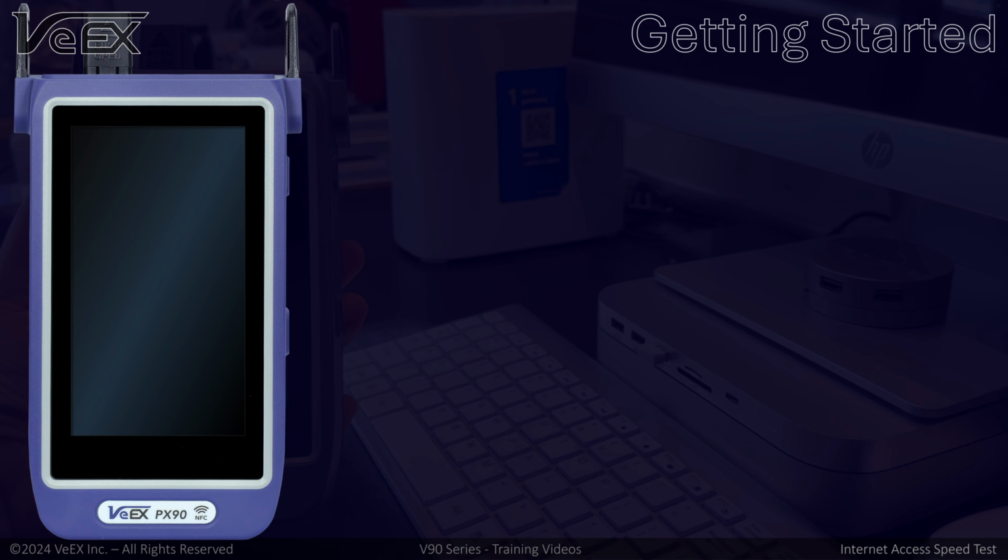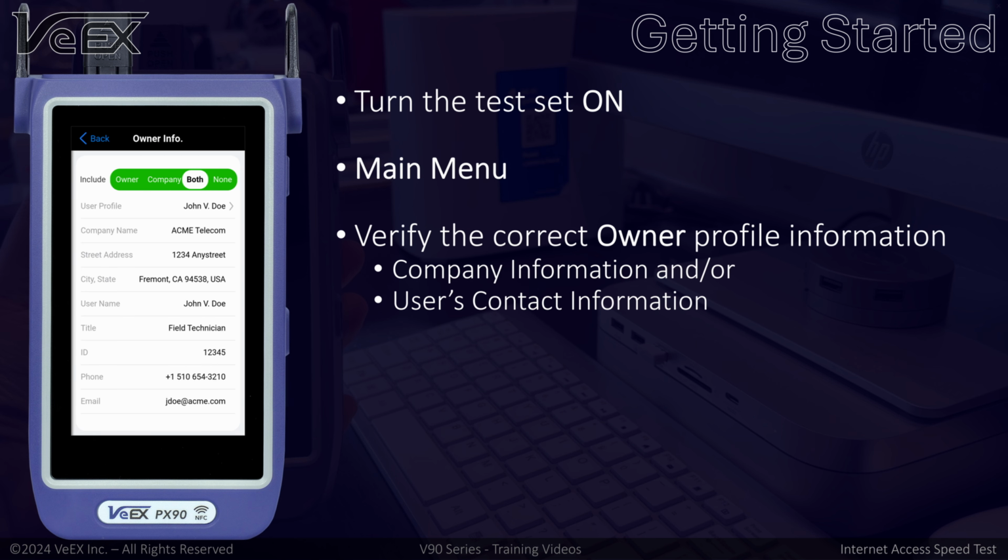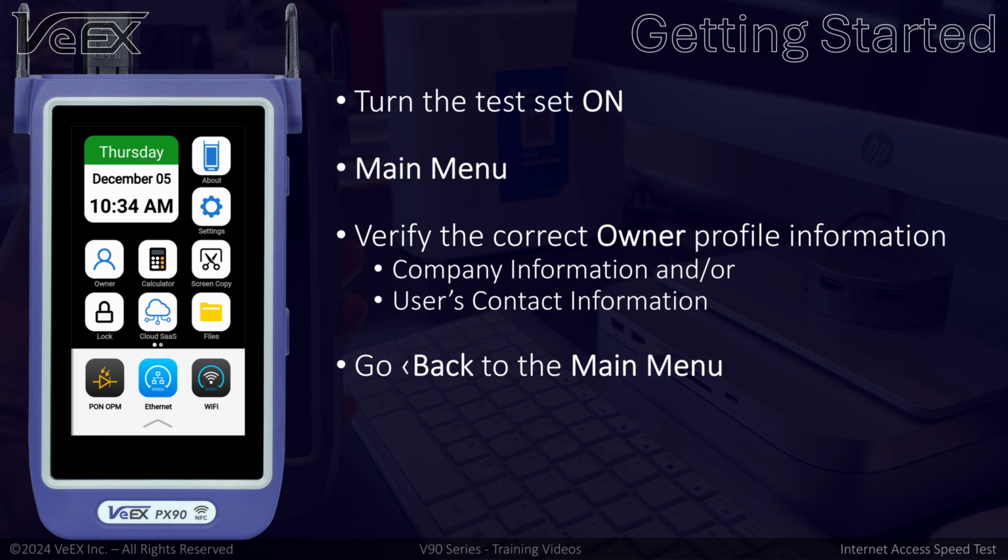Now, let's start by configuring the PX90 test set to match the port, link or service under test. Quickly press and release the power button to turn the test set on. The main menu will be displayed. First, if you share the test set with other field technicians, let's make sure it is using your personal profile. Tap on the owner button and verify that the correct user profile information is being used. In this case, both the company and user information will be added to the test report's headers. Then, go back to the main menu.